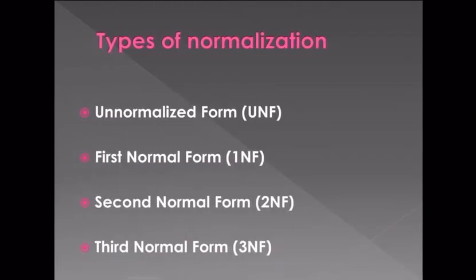So we will move to types of normalization. First of all is the unnormalized form. Second is first normal form. And after that, second normal form. And the last is third normal form.